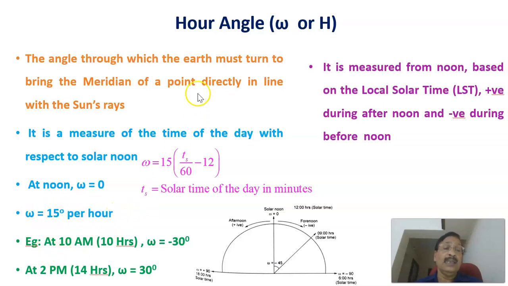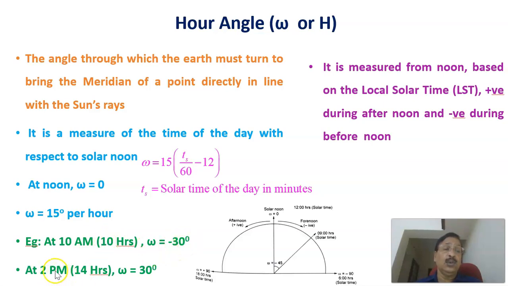Now if you calculate the hour angle corresponding to 10 a.m., which corresponds to 10 hours, substitute in this one: 10 into 60 divided by 60, minus 12. Therefore it is equal to 10 minus 12, minus 2, into 15, which is equal to minus 30. Omega equals minus 30 degrees for 10 a.m.